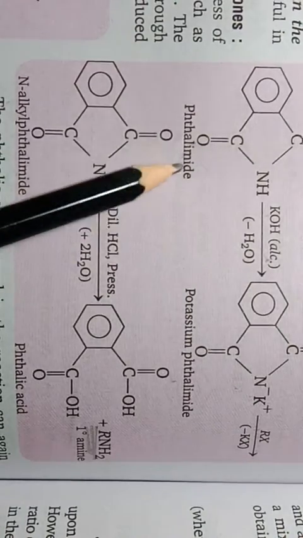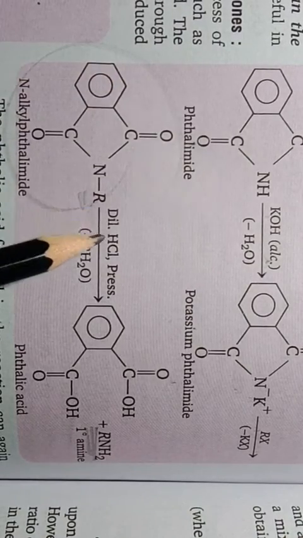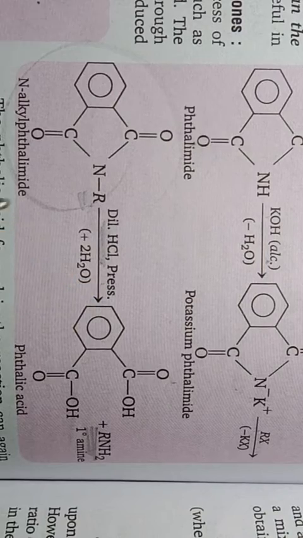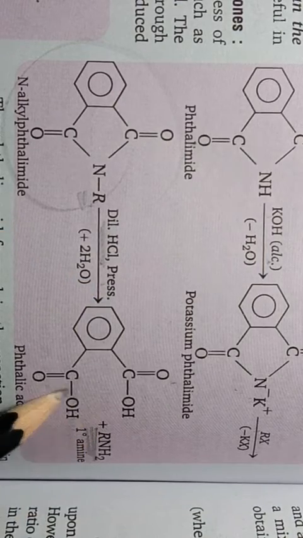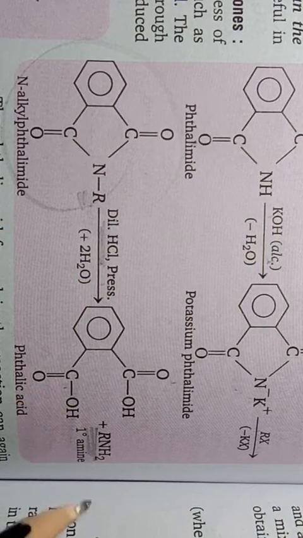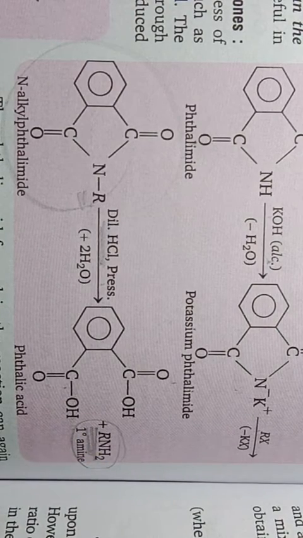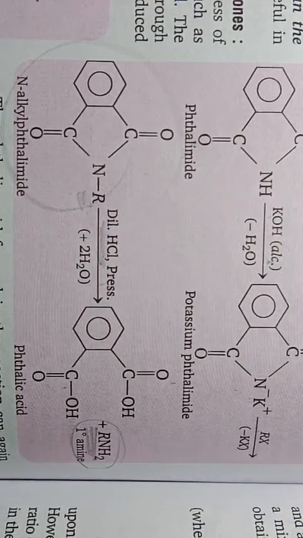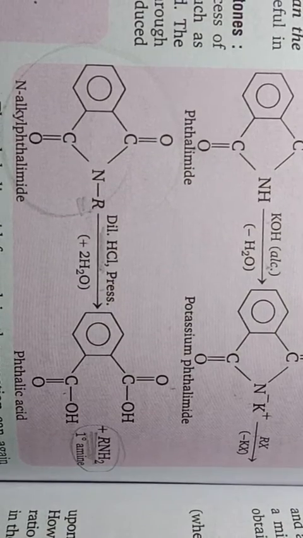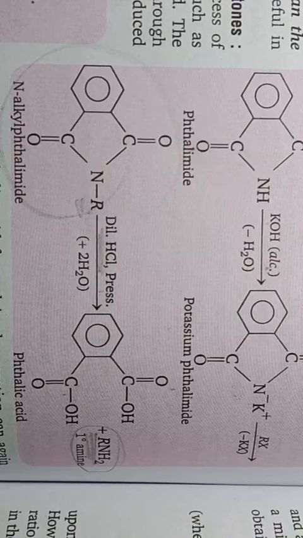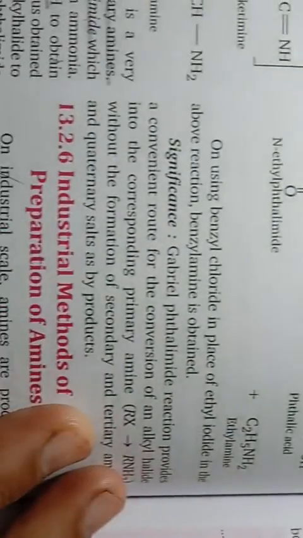Now this compound is hydrolyzed with dilute HCl under the condition of pressure, and then we will get phthalic acid and primary amine as the product. Okay, students, this is the most convenient method to obtain primary amine in pure state.